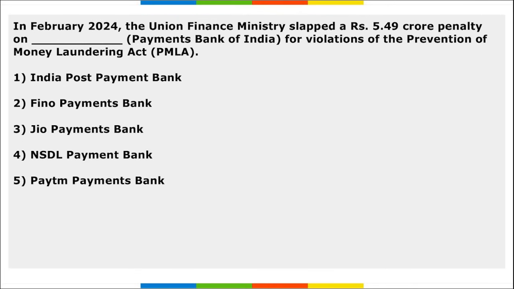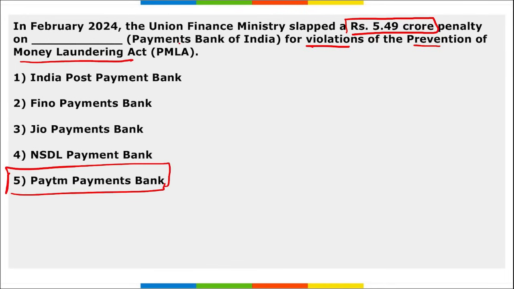Next, the Union Finance Ministry has slapped a 5.49 crore rupees penalty on which Payments Bank of India for violation of the Prevention of Money Laundering Act, and I have also given the answer. It is Paytm Payments Bank. Right, we all know all the restrictions that are going on Paytm Bank. And recently a 5.49 crore rupees penalty was imposed on Paytm Payments Bank by the Finance Ministry for violations of the Money Laundering Act.